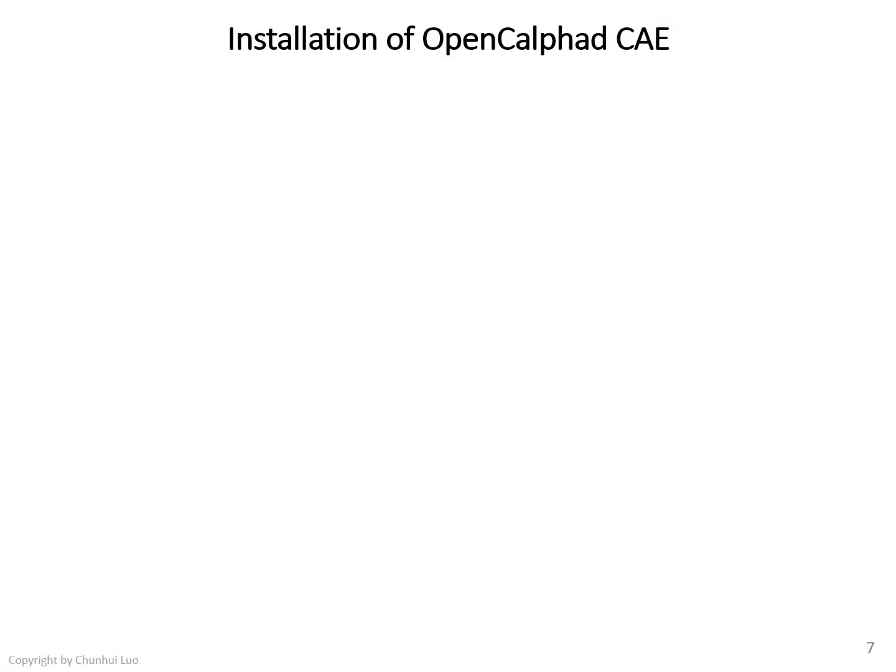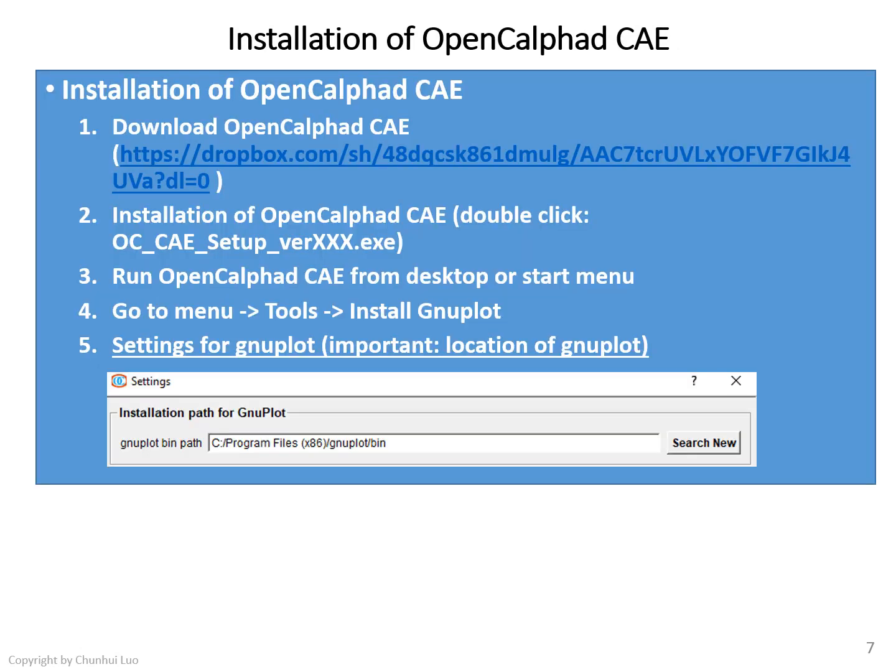Now I show how to download and install the OpenCalphad CAE package. Step 1. Download the OpenCalphad CAE setup file. The download link is also given below this video. Step 2. Install OpenCalphad CAE. Double-click the OC_CAE_setup_verxxx.exe file. Step 3. Run OpenCalphad CAE from desktop or Start menu.